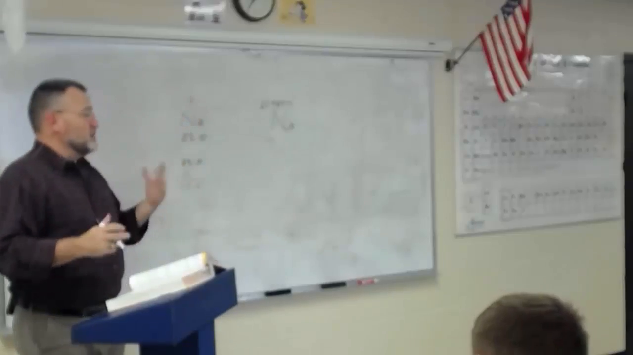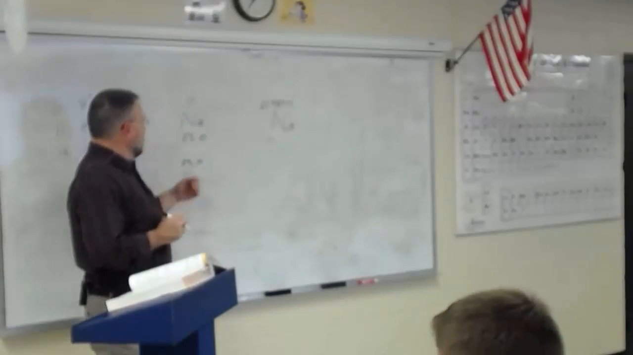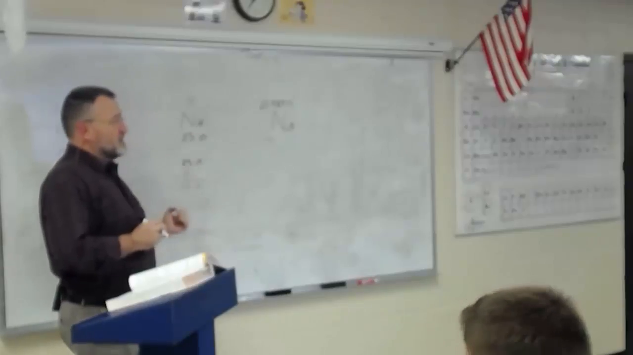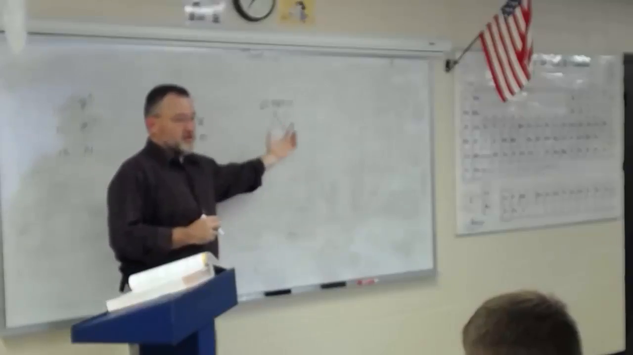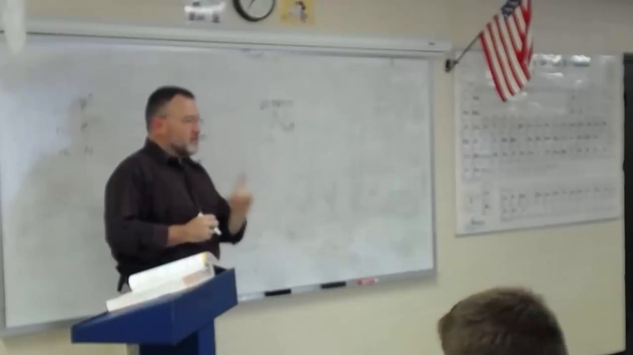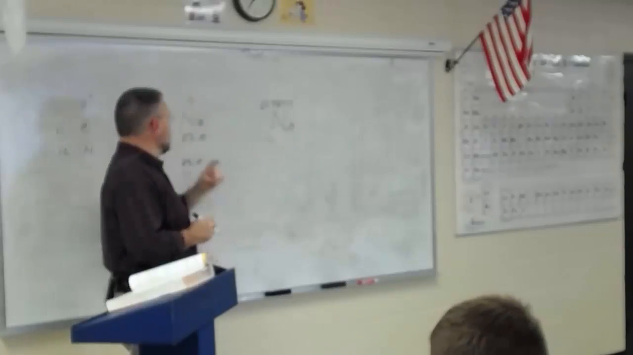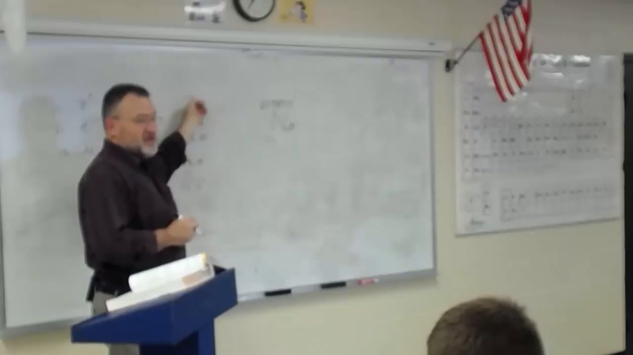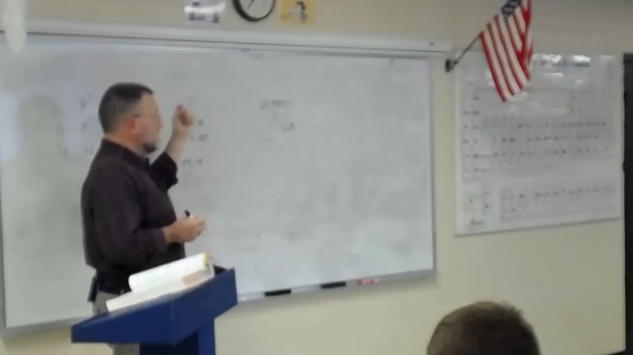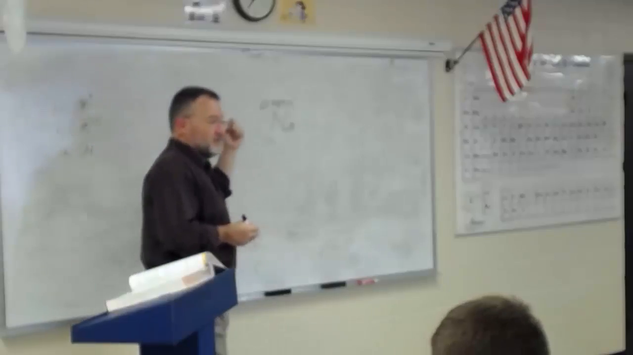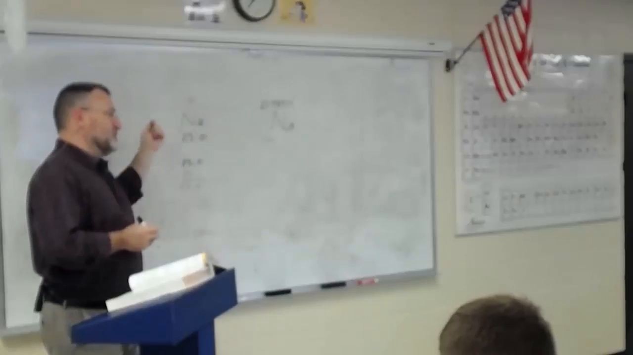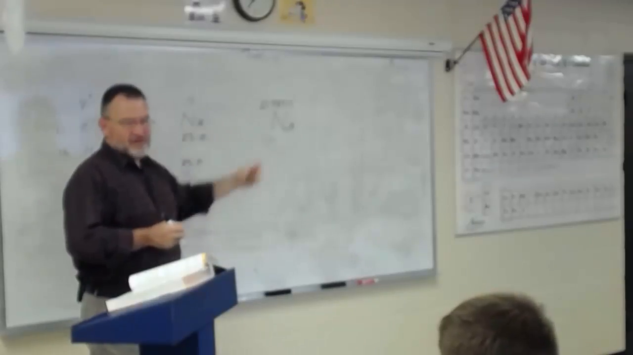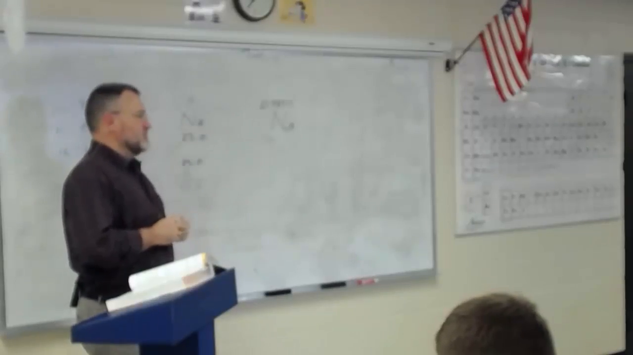I would have an isotope of sodium. I might have an isotope of sodium that has 12 neutrons. I might have another isotope of sodium that has 13 neutrons, and another isotope that has 14 neutrons. They're still sodium because they have the same number of protons. They have 11 protons, so they are sodium. They may or may not have 11 electrons, and if they don't, then they're an ion of sodium. But if they have varying numbers of neutrons, they're referred to as isotopes of sodium.